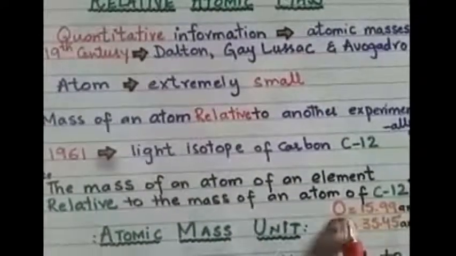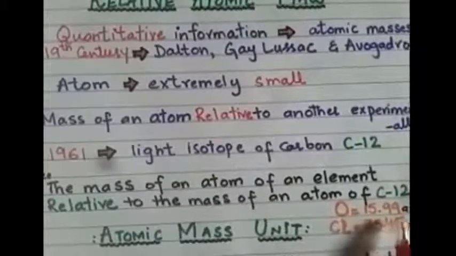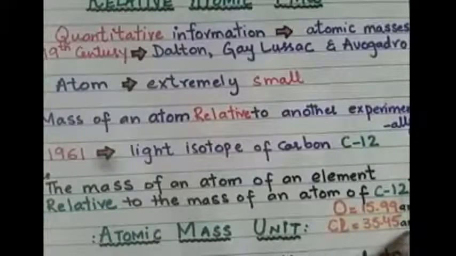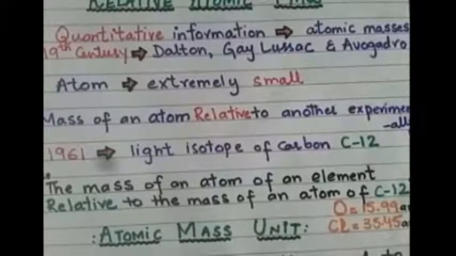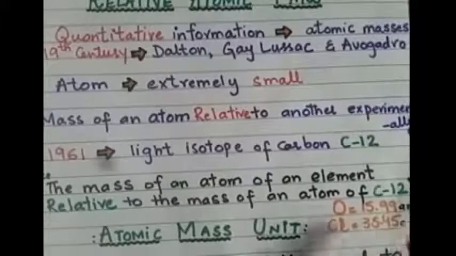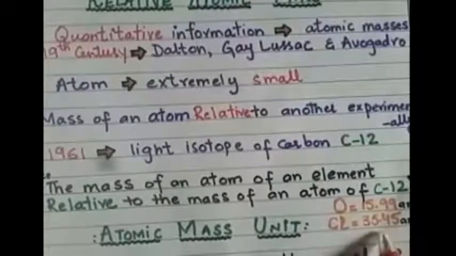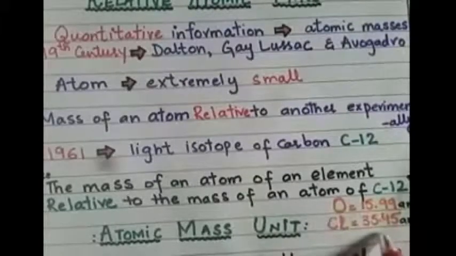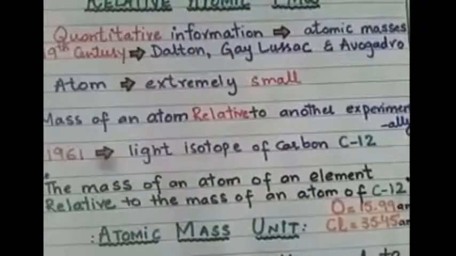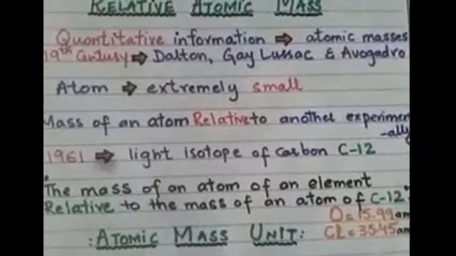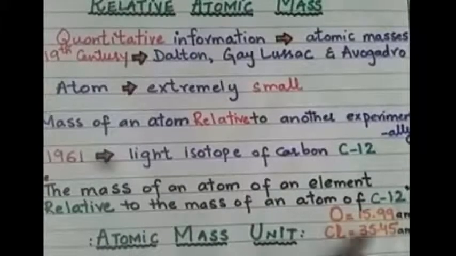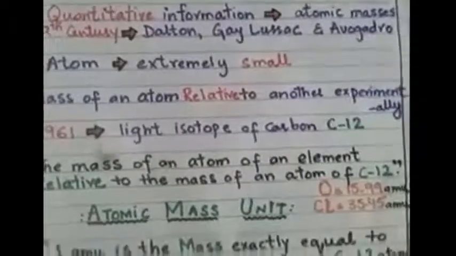For example, the atomic mass of oxygen is 15.99 AMU and the atomic mass of chlorine is 35.45 AMU. You can check these atomic masses from the periodic table. These atomic masses are called relative atomic masses because they have been measured by comparing with the carbon-12 isotope. Relative atomic mass is measured in a unit called the atomic mass unit, represented as AMU.